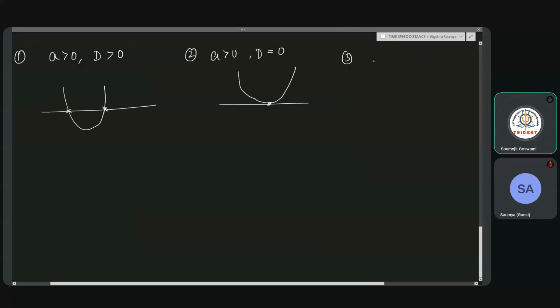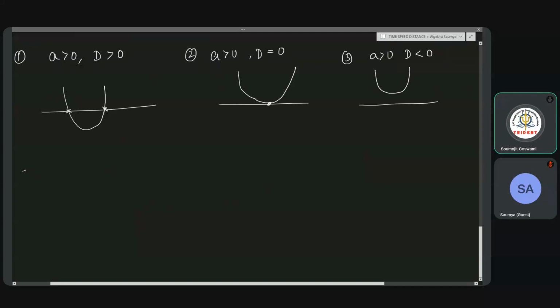And the third case is when A is greater than 0, but D is less than 0. In which case, this graph is not going to touch the x-axis at all, okay? But one thing that you need to understand is that the graph is upward facing. It's positive in the upward region.